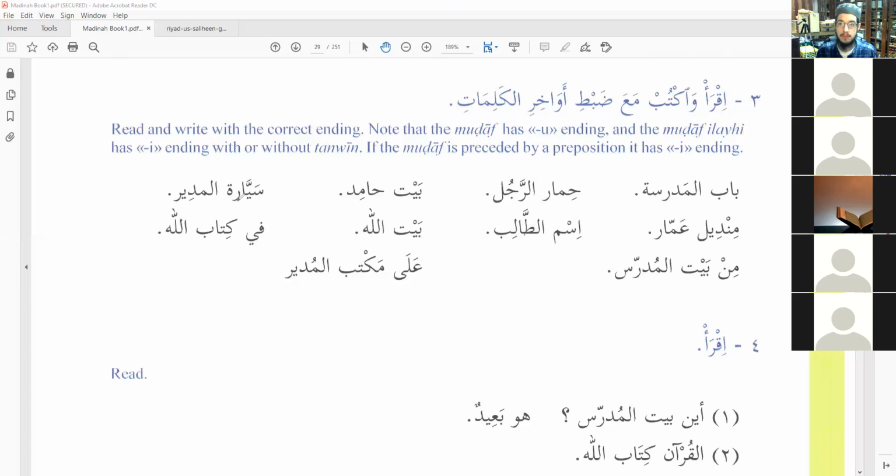Sayyaratul Mudiri. Excellent. And what does that mean? Principal's car. Yes, fantastic. And someone else from the Sheikh family. Next one. Mindilu Amarin. So Amar's handkerchief. Fantastic. Good job. Masarrat, next one.